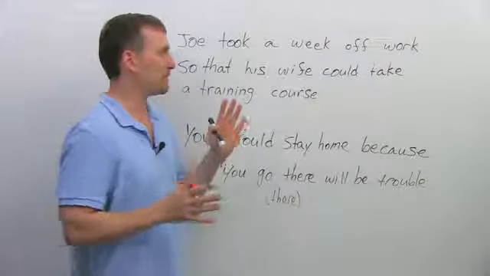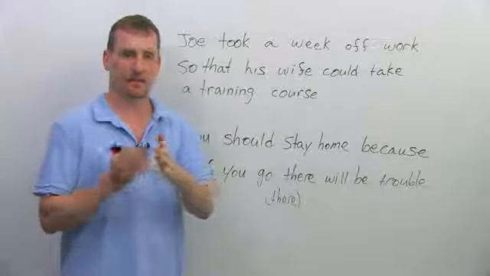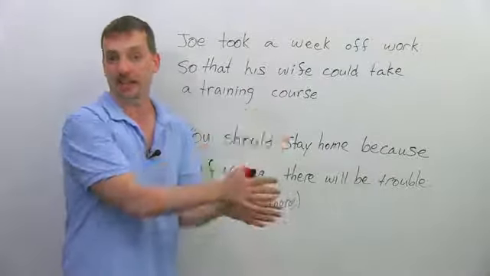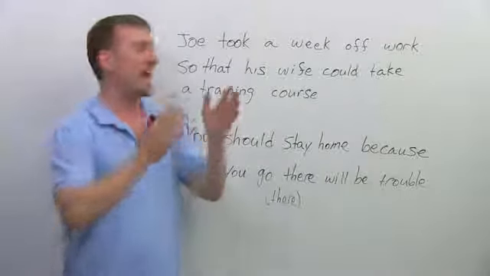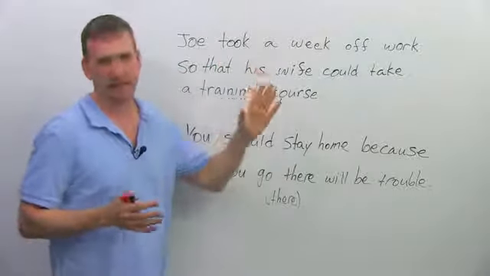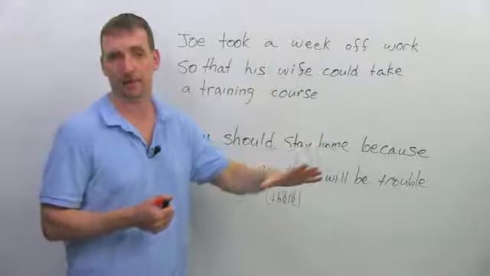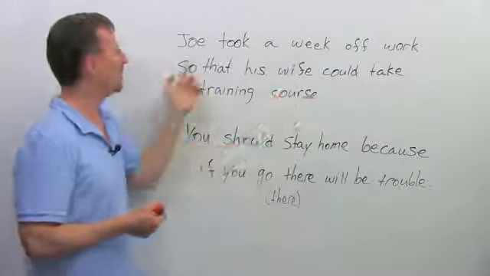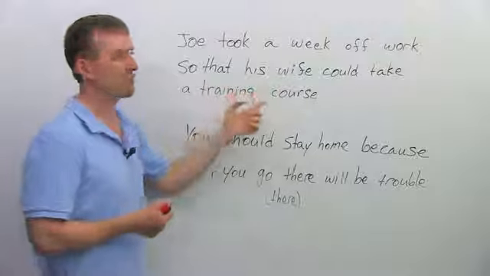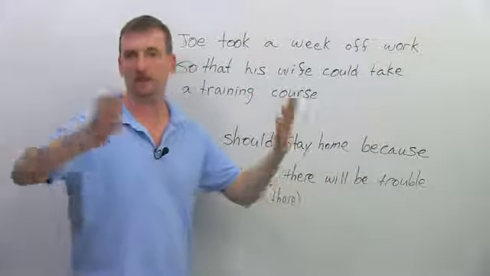Okay, a couple more notes I want to mention. Usually, adverb clauses can go at the beginning of a sentence or in the middle or at the end, etc. You can put it pretty much anywhere. However, in some cases, it's recommended to put it in the middle, after the independent clause. So for example, Joe took a week off work so that his wife could take a training course. So he took a week off for the purpose of giving his wife time.